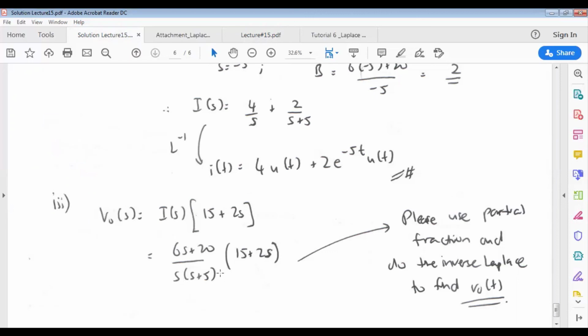You have to do the long division, and do the partial fraction, and further on do the inverse Laplace transform to find V0(t). So I left this for you to solve on your own. If you face any problem with this inverse Laplace transform, please contact me.